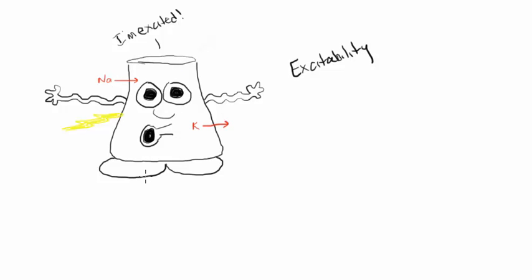Excitability is the shift of ions across the cell membrane, and it indicates how well the cells can respond to an electrical stimulus. So here, this pacemaker cell is getting some sodium shifted inside of him, and some potassium is flowing out. And it looks like he's responding pretty well to the electrical stimulus.